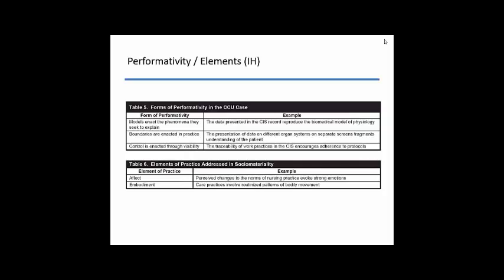In Table 6, you see 2 examples of elements of practice addressed in sociomateriality. The first element of practice exampled is affect, which means the perceived changes to the norms of nursing practice evoke strong emotions. The second element of practice in the table is embodiment. An example of that is care practices involve routinized patterns of bodily movement.